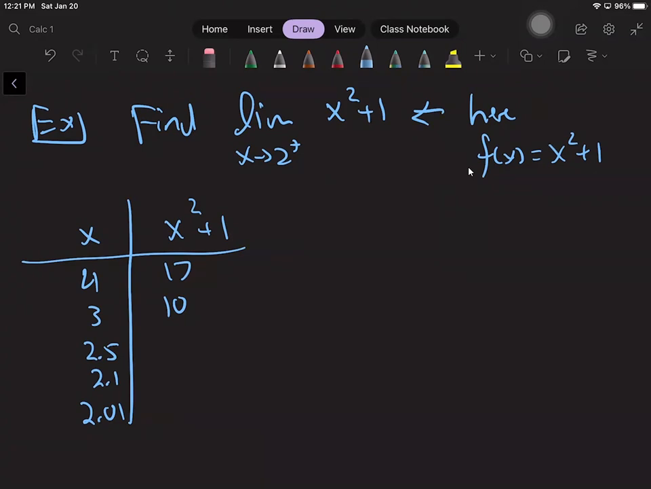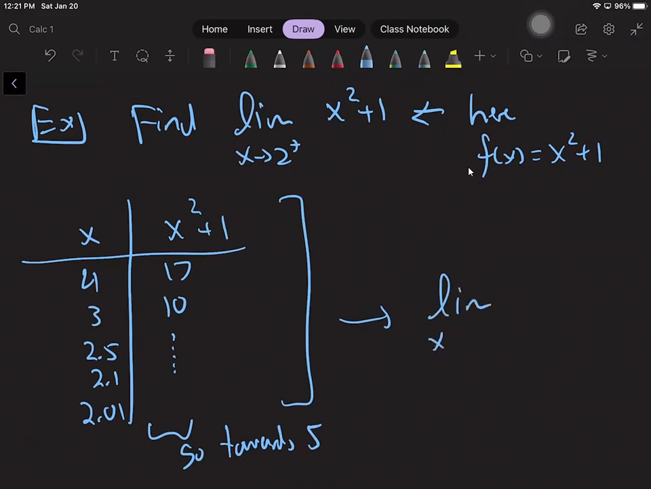I don't have a calculator, but you can plug these in yourself, and you're going to see that it's going to go towards 5. Okay, so this little chart just tells you the answer, which is that the limit as x goes to 2 from the right, that's what all that says, of x squared plus 1 is 5.